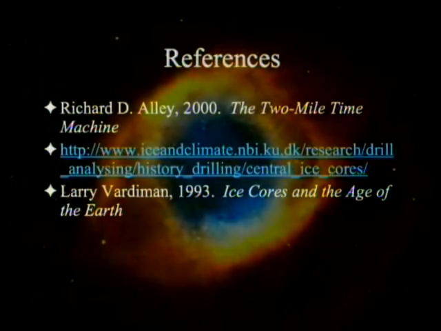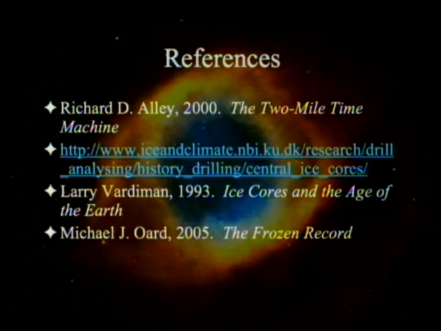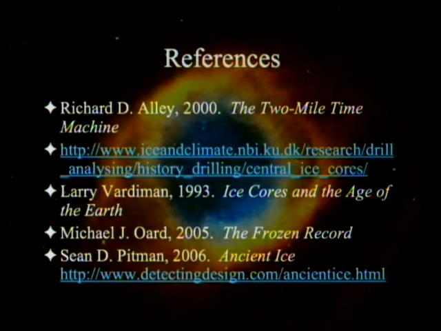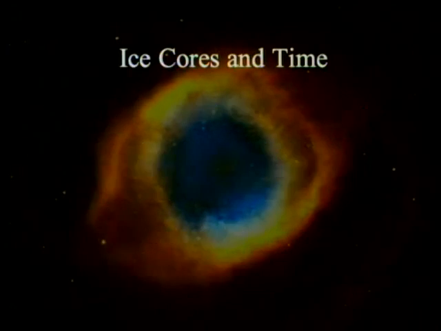Larry Vardaman, 1993, Ice Cores and the Age of the Earth, is one of the better creationist works on the subject. Michael Oard, 2005, is a little more updated, but again, very brief. Vardaman goes through the stuff much more deeply. And then Sean Pitman wrote an excellent article as well in 2006, which is a good synthesis of what's there.